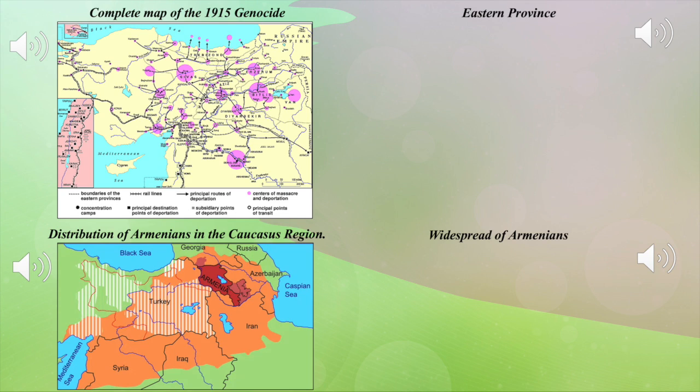The orange area is of the ancient kingdom of Armenia, dated all the way back to about 300 BC. The red dashed lines, that's the territory of the Armenian province, which was then the Ottoman Empire. So as you can see, large parts of what was then the Ottoman Empire had high percentages of Armenians living there.